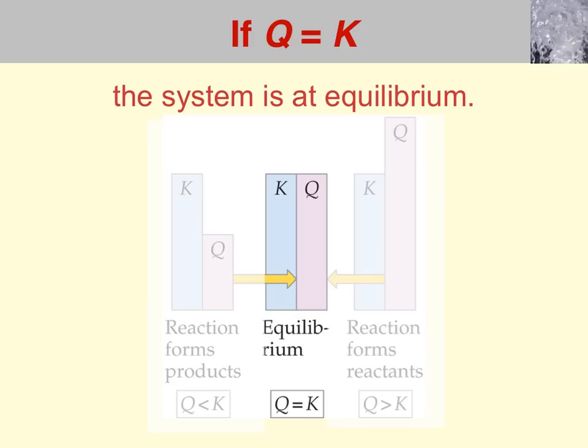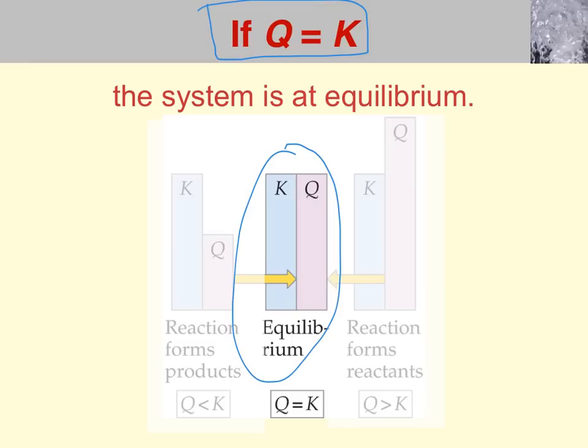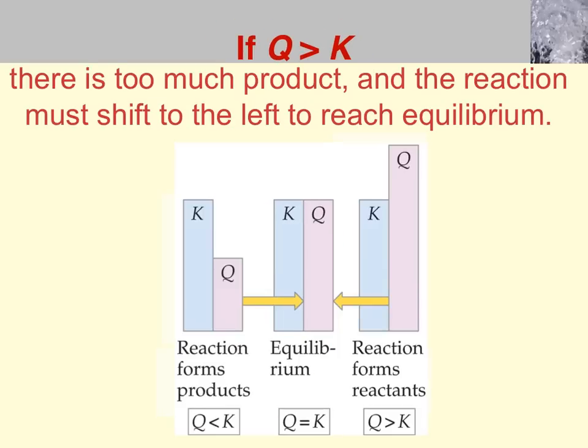As I said before, there will be situations where Q will equal K, and the chemist will go, yay, I'm in equilibrium. So that is a possibility. More often than not, Q will not equal K, and the chemist then has to be able to analyze the situation and determine in which direction a reaction needs to proceed to reach equilibrium.